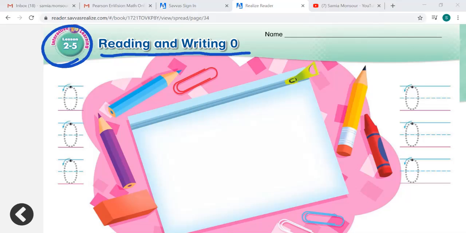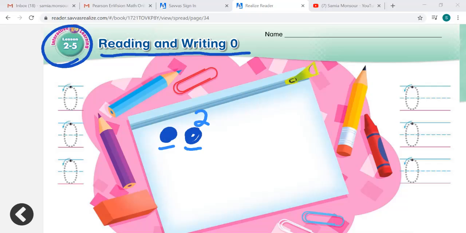So if Yusuf sees 2 crayons, I'm going to write counters to represent that he sees 2 crayons. So these represent 2 crayons. All right, so if he sees 2 crayons in his classroom, how many counters do we have here representing the 2 crayons? Let's count them. 1, 2. So he has 2 crayons.